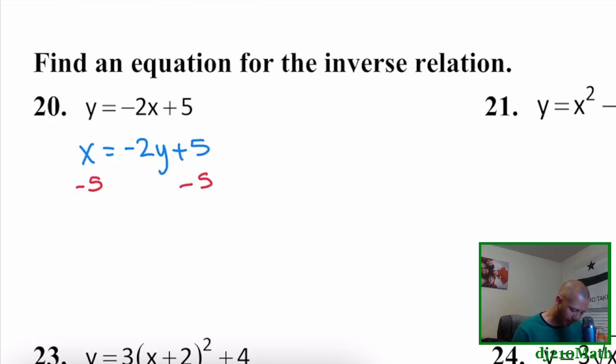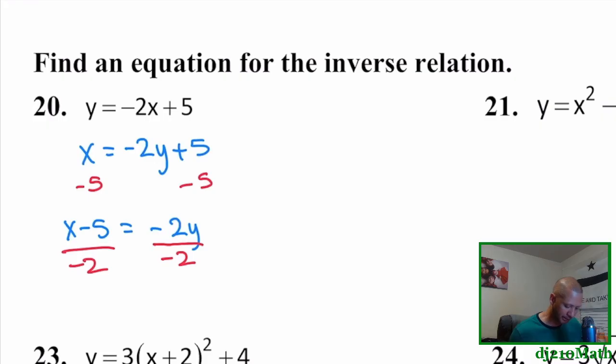So, x minus 5 is equal to negative 2y. Now y is almost by itself. There's this negative 2 hanging out in front that I got to deal with. So divide both sides by negative 2, because that's negative 2 times y. The way you undo multiplication is division. Cancels on the right. So the final answer is y equals x minus 5 over negative 2.